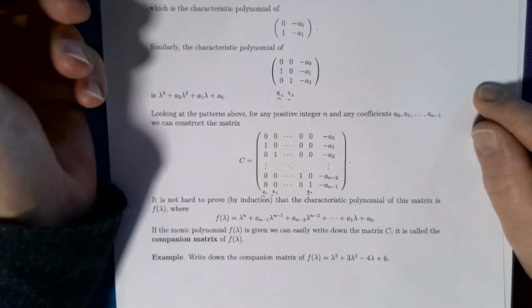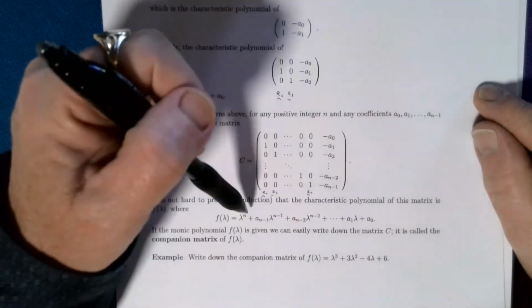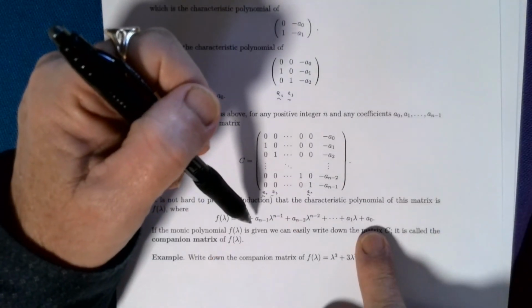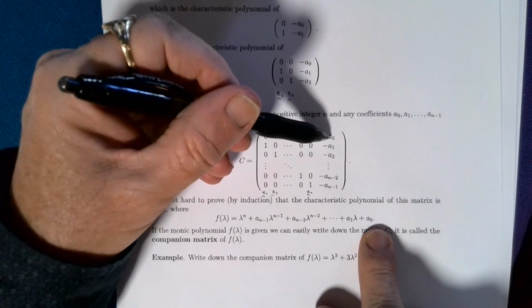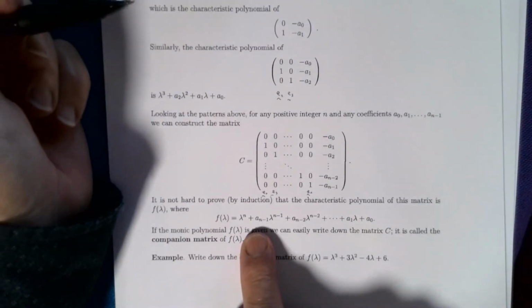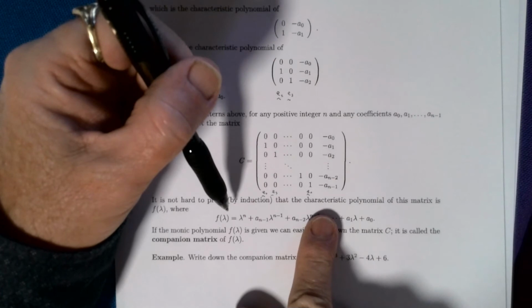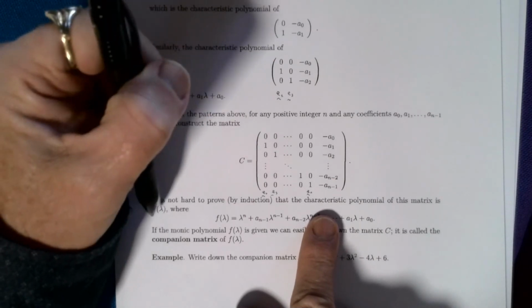And then we take the coefficients, we take minus the coefficients but backwards. So we start with the constant term, so minus that, and so on down to minus this one. And this matrix here is called the companion matrix, and it's not hard to show by induction that the characteristic polynomial of this matrix is just this here.